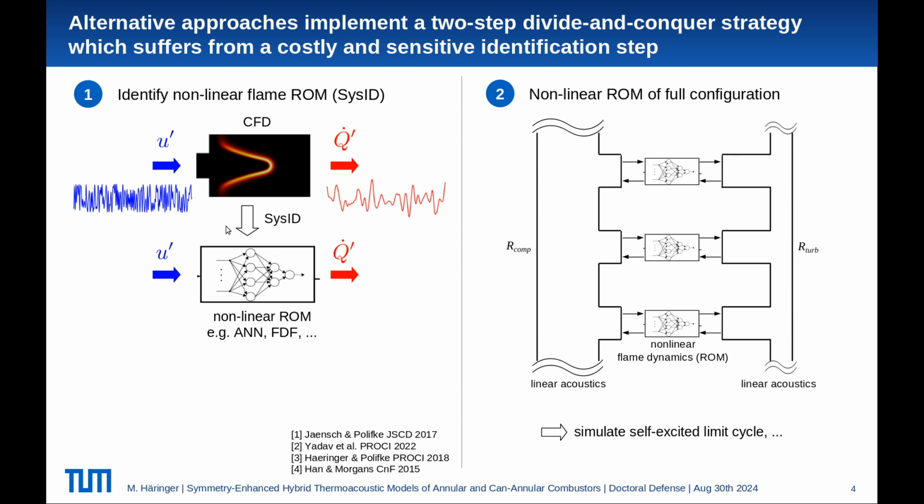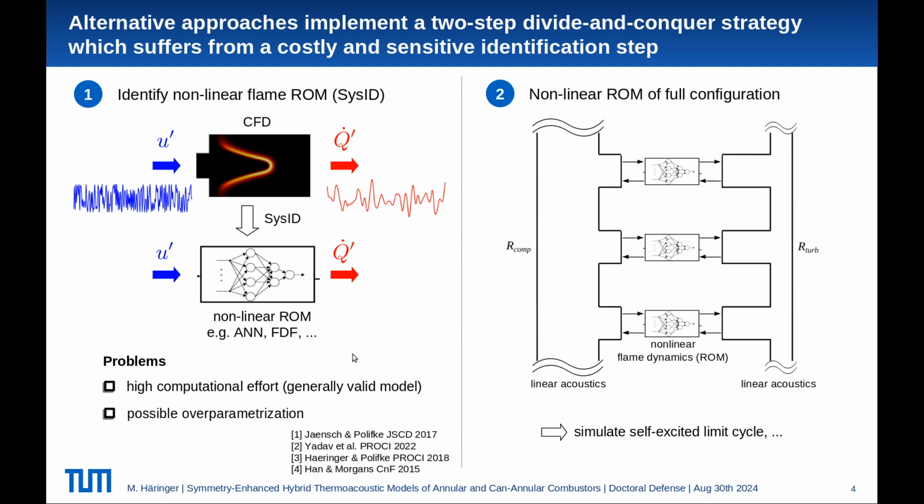However, in step 1, we need to have a general nonlinear flame model because we don't know anything about the system. We don't know about the frequencies or amplitudes of the system. So we need to have a nonlinear flame model which is valid for the entire frequency and amplitude range possible. This means a very expensive identification step here in the beginning, and this is also prone to overparameterization.